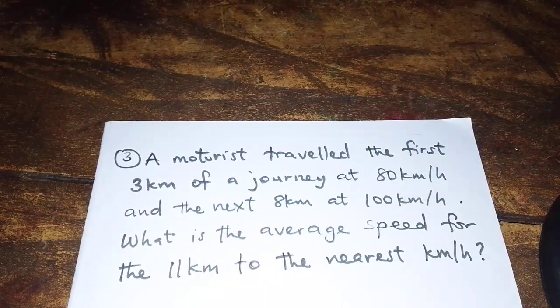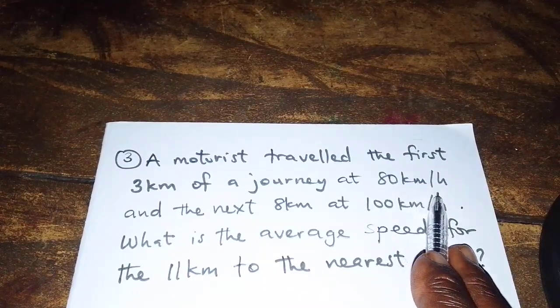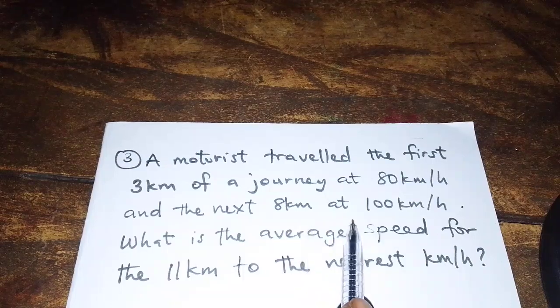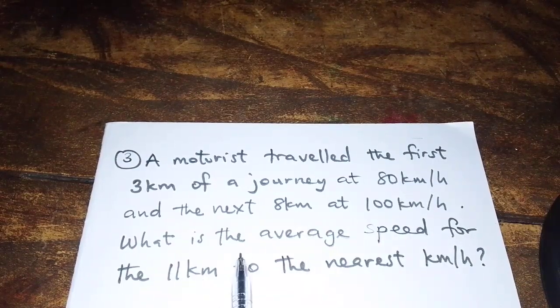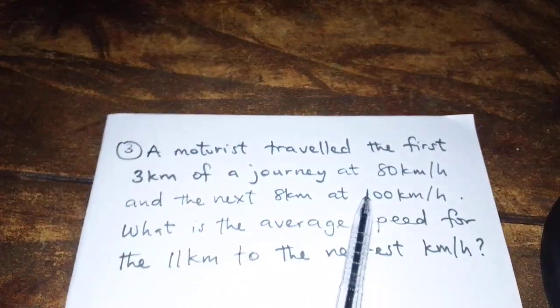Number 3. A motorist traveled the first 3 kilometers of his journey at 80 kilometers per hour and the next 8 kilometers at 100 kilometers per hour. What is the average speed for the 11 kilometers to the nearest kilometer per hour?